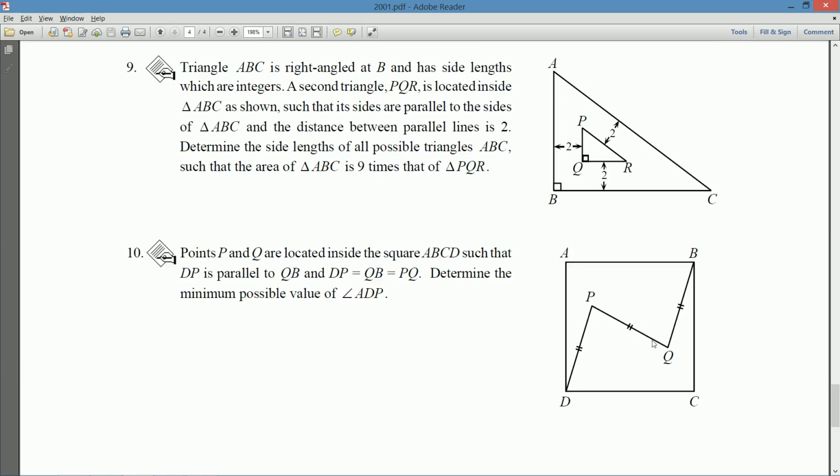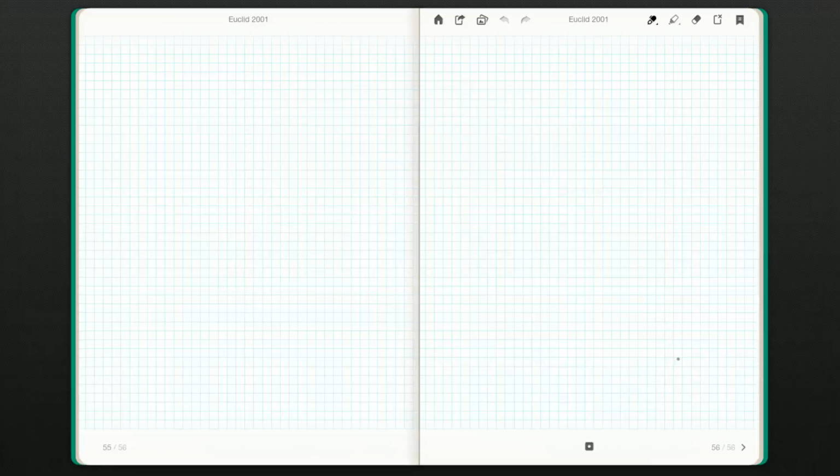And because I'm pretty sure there's some symmetry here, I'm going to make the center of the square 0, 0. And so that should help P and Q have similar looking coordinates. So let's see what we can get here.